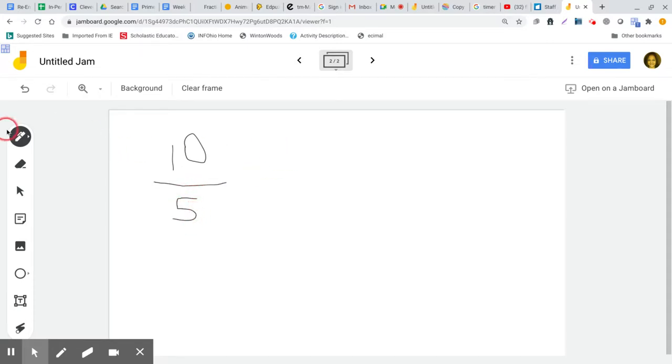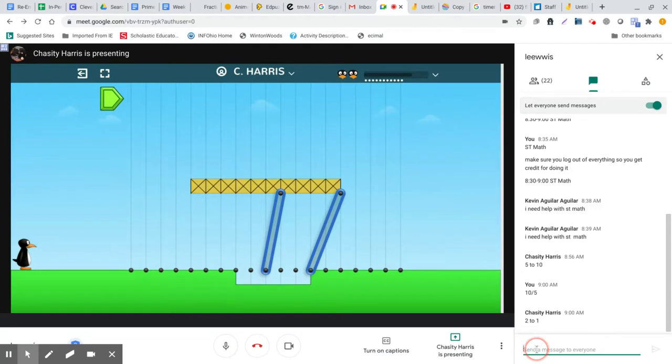5, right? So we're going to divide by 5, divide by 5. So 10 to 5 ratio is the same as a 2 to 1 ratio. So 10 to 5 is the same as a 2 to 1 ratio. Does that make sense? 10 divided by 5 is 2. 5 divided by 5 is 1. So 2 to 1. So we want to keep that 2 to 1.